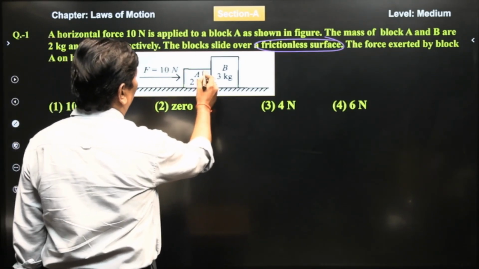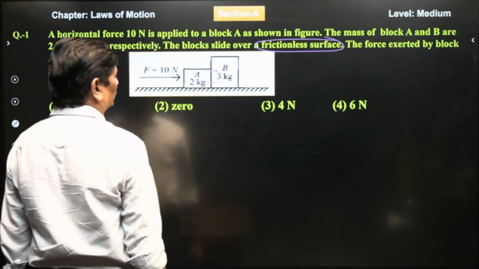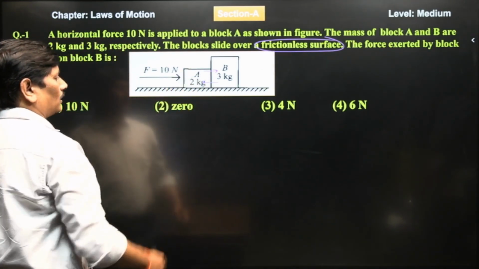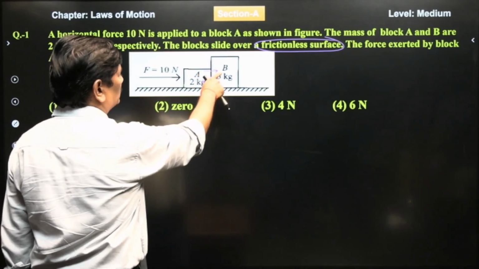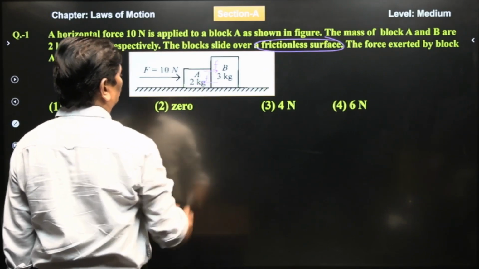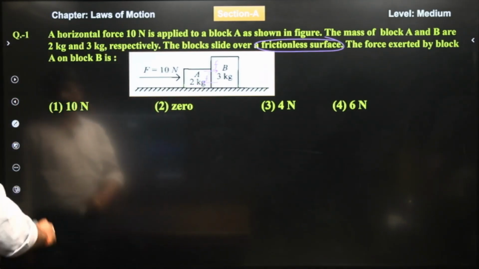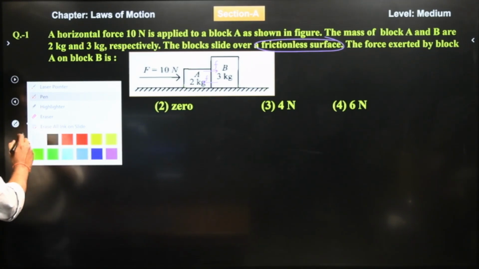There is force applied by A on B, force applied by B on A. We know at the contact between the 2 blocks at this vertical surface, there is the contact. A applies force on B, B applies force on A. That is the contact force. We are asked to find what is that contact force, right?